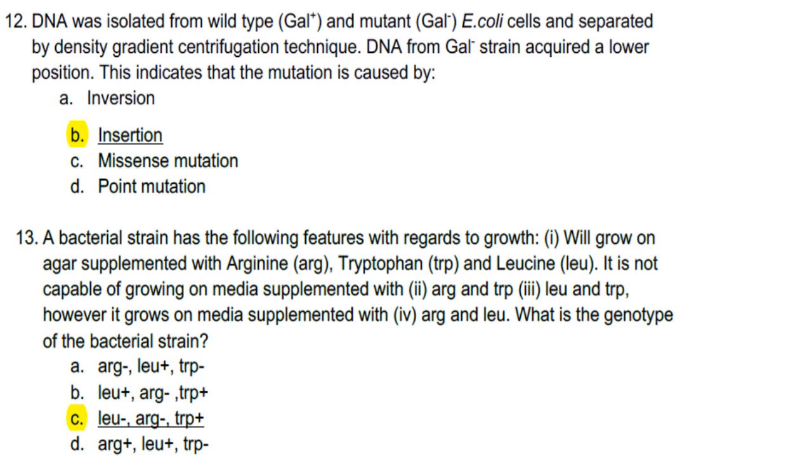Then leucine and tryptophan. It is not capable of growing on media supplemented with leucine and tryptophan. That is, arginine is not present in the medium. So arginine has to be supplemented. That means its genotype will be leucine minus, arginine minus. However, it grows on media supplemented with arginine and leucine. So if you are supplying arginine and leucine and tryptophan is not being supplied, then also it will grow on arginine and leucine supplied media. That means it is tryptophan plus. So leucine minus, arginine minus, tryptophan plus will be the genotype of the bacterial strain.